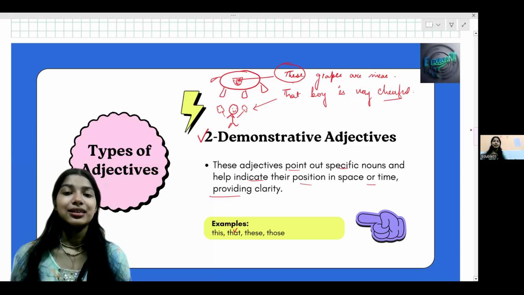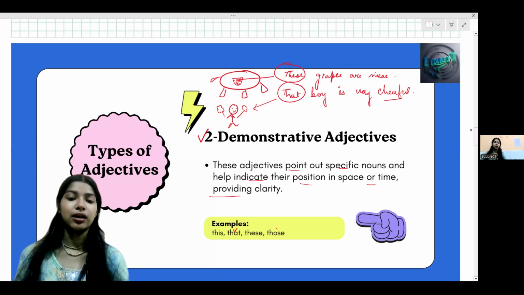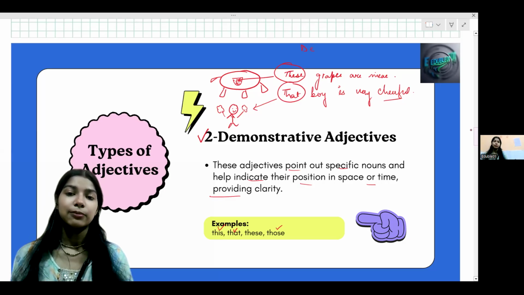So the words like these, that, and here we have seen those and this. These are the demonstrative adjectives.